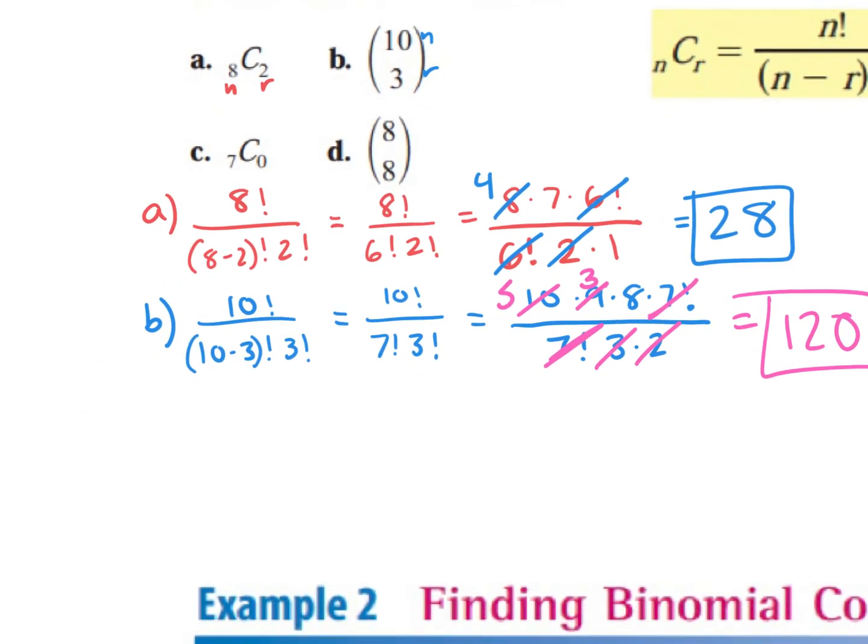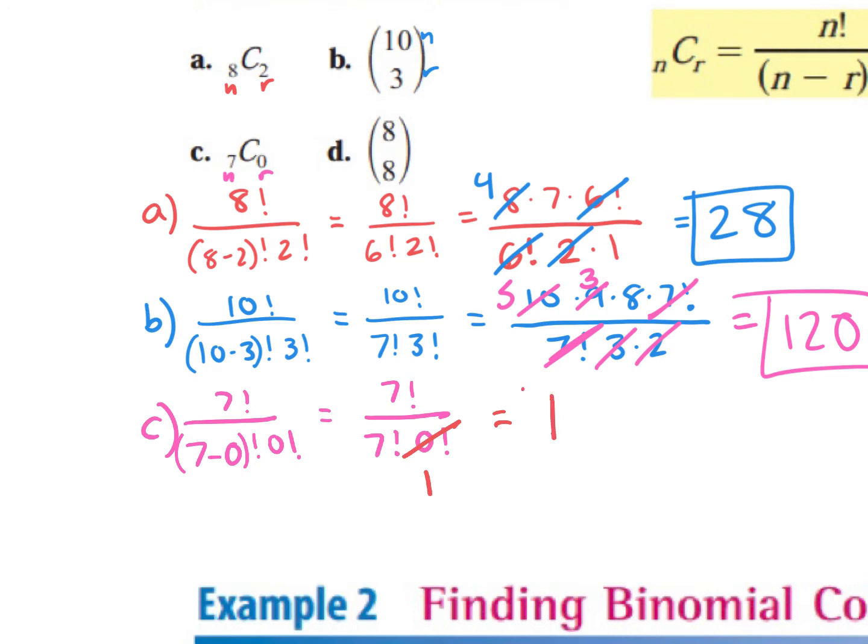All right, so let's look at C. So what's N? 7. N is 7, so R is 0, so it'll be 7 factorial over 7 minus 0 factorial times 0 factorial. So that just cancels, right? So it'll be 7 factorial over 7 factorial times 0 factorial. What is 0 factorial? 1. So I have 7 factorial over 7 factorial, which is 1.